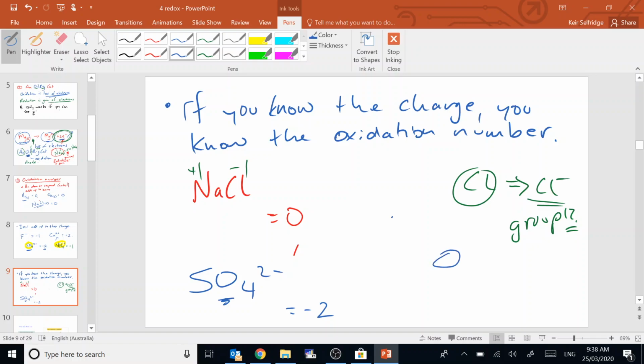Oxygen is in group 16. Oxygen is going to form an ion, which is a 2-. That means the individual oxidation number of oxygen is -2. Here, if this is -2, and I've got 4 of them, that means overall this is -8. Now, I know that I need -8 and some other number that's going to give me -2 overall. So if we put it in here, we're going to get +6. That means the oxidation number of the S in this situation is +6.